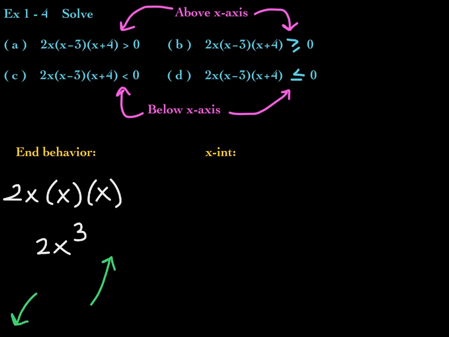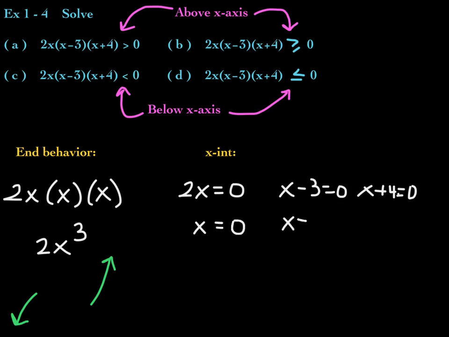As far as the x-intercepts are concerned, all I have to do is take each factor, set it equal to 0, and solve. So for the first one, divide both sides by 2, and you get x equals 0. For this one, add 3 to the right side, and for the last one, subtract 4 from both sides. So these are your 3 x-intercepts. They're all points at which the graph will cross through. In other words, they're all multiplicity 1. They are not bounce points.